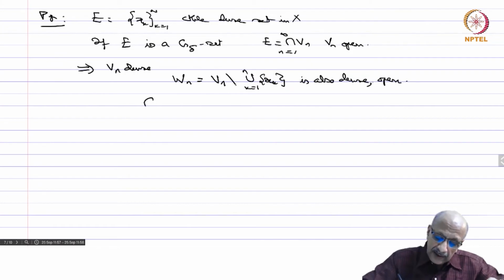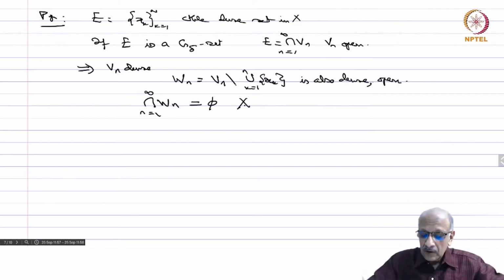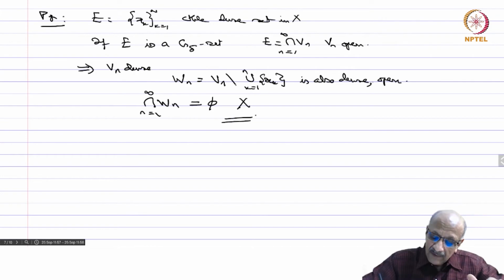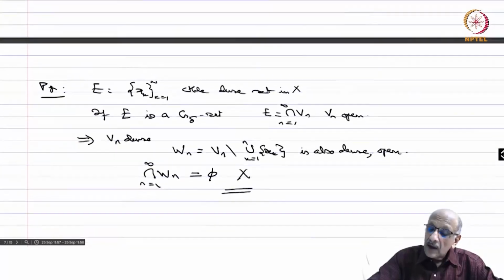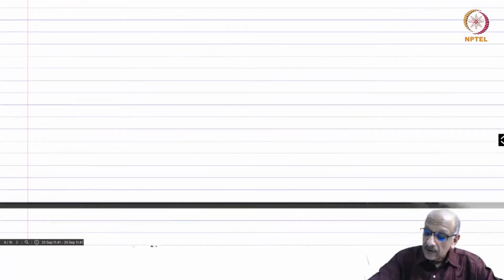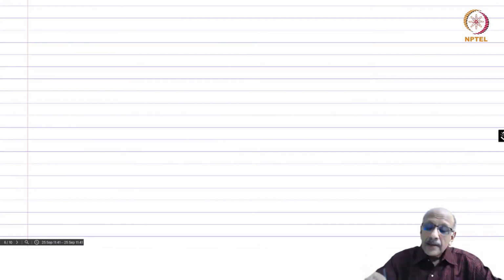And now if you take the intersection of the Wn, I will slowly remove all the x's, namely E, and E is the intersection of Vn, and therefore this has to be empty, which contradicts Baire's theorem, and therefore this is not possible. Okay, so we have that if you do not have isolated points, then it has to be dense, and a G delta will automatically be an uncountable set.